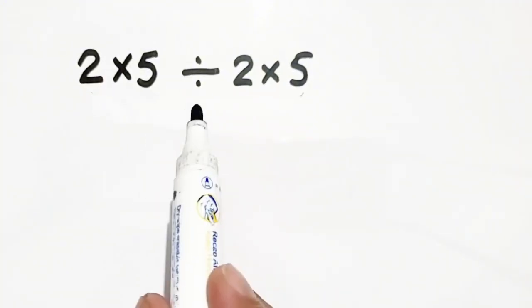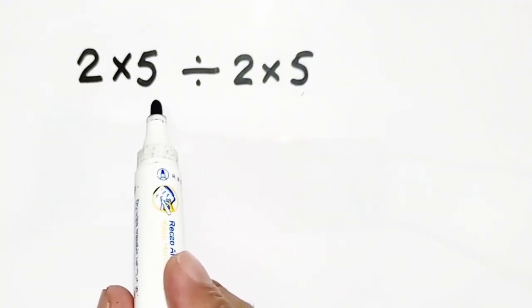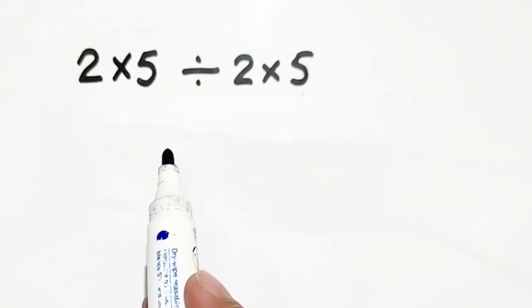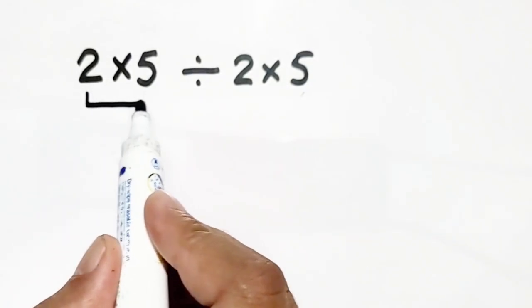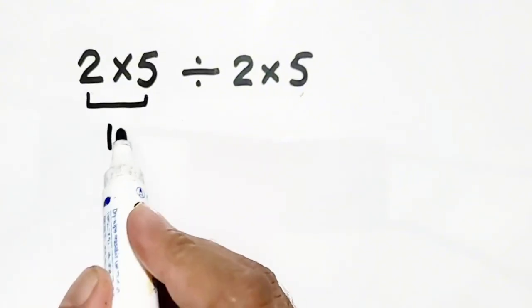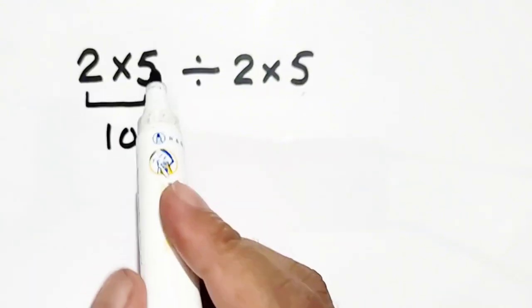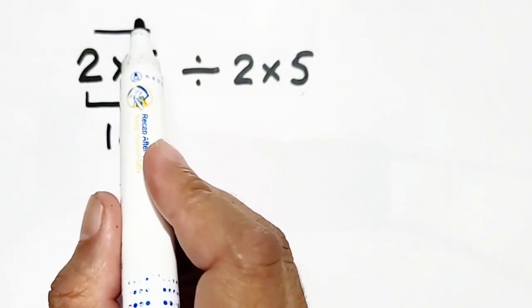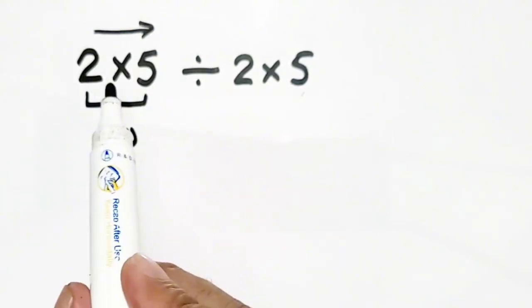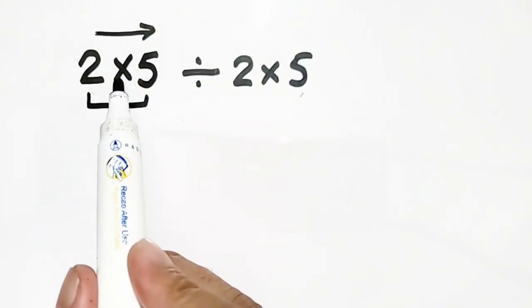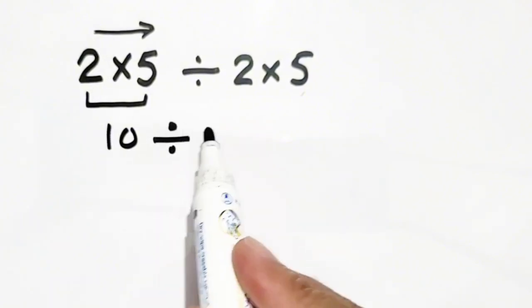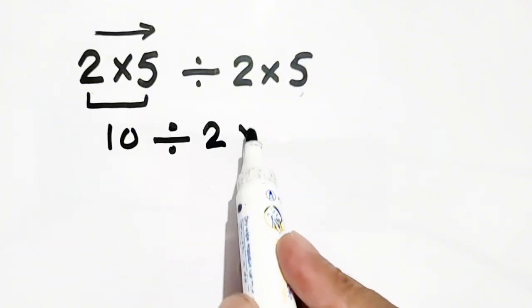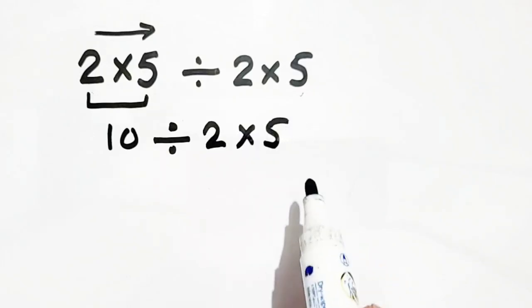Now, I will solve it by using order of operation. First of all, 2 times 5 will be equal to 10. Because we have to move from left to right. As multiplication is at left, so we have to multiply first. And divided by 2 times 5.